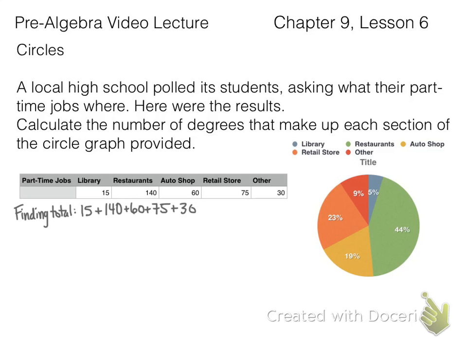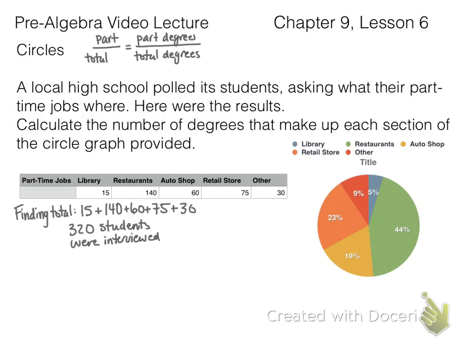All right, let's go ahead and do one more together. So, a local high school polled its students asking what their part-time jobs were. Here were the results. Calculate the number of degrees that make up each section of the circle graph provided. So, we had 15 students saying they work at the library, 140 students saying they worked at a restaurant, 60 students saying they worked in an auto shop, 75 students saying they worked at a retail store, and 30 saying they worked at some other type of job other than the ones already listed.